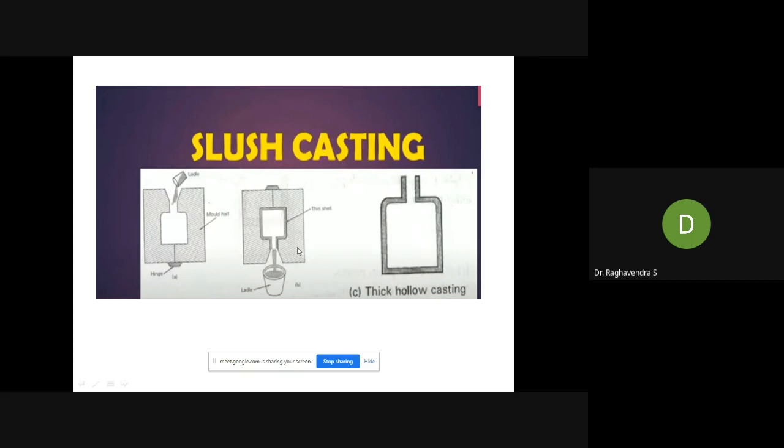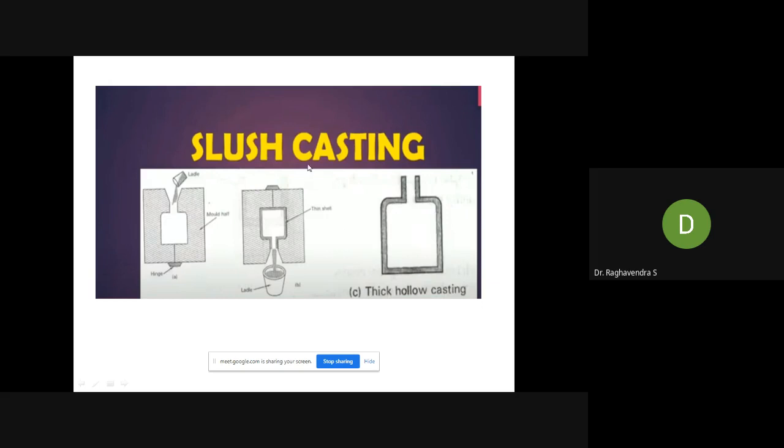Then after solidification, they remove this outer portion of the mold. Can you see this? This is something like a thick hollow casting, a bottle shape. If you want more thickness, you want to increase the thickness, then what you have to do? Allow the molten metal to stay for a longer time. Then you pour it back, then you invert it. You will get more thickness. It will get increased.